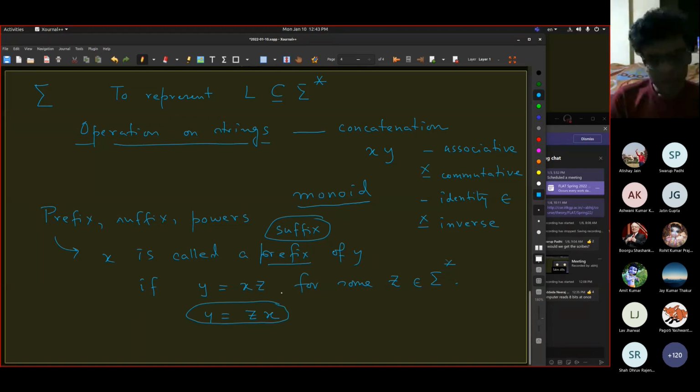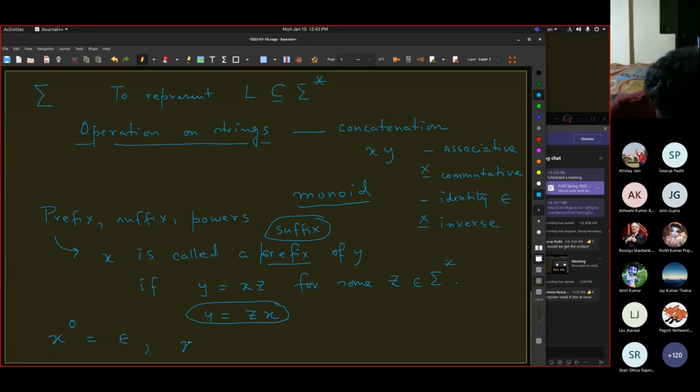Okay. Powers are important and interesting. So given a string x, I define x power 0 to be the empty string. And then for n greater than or equal to 1, I define x power n as the concatenation of x with x power n minus 1.